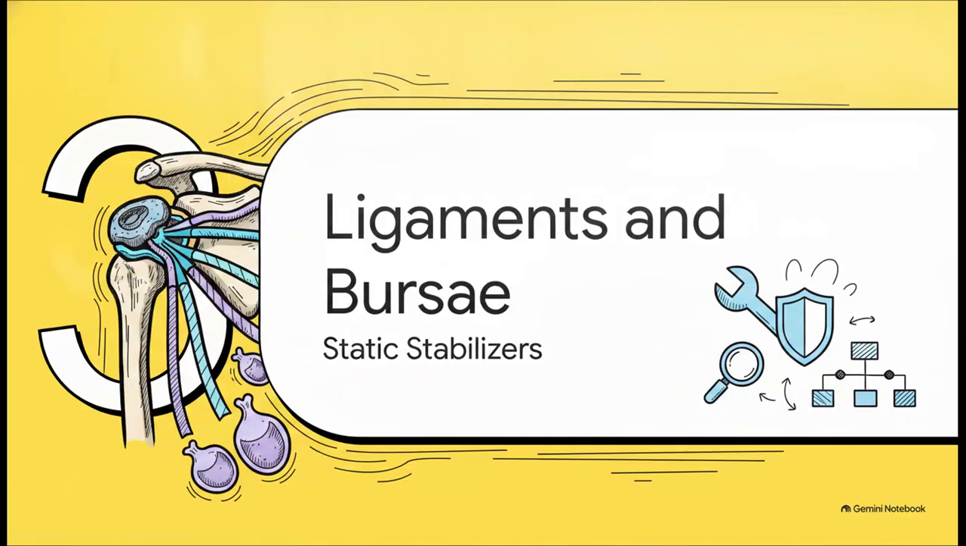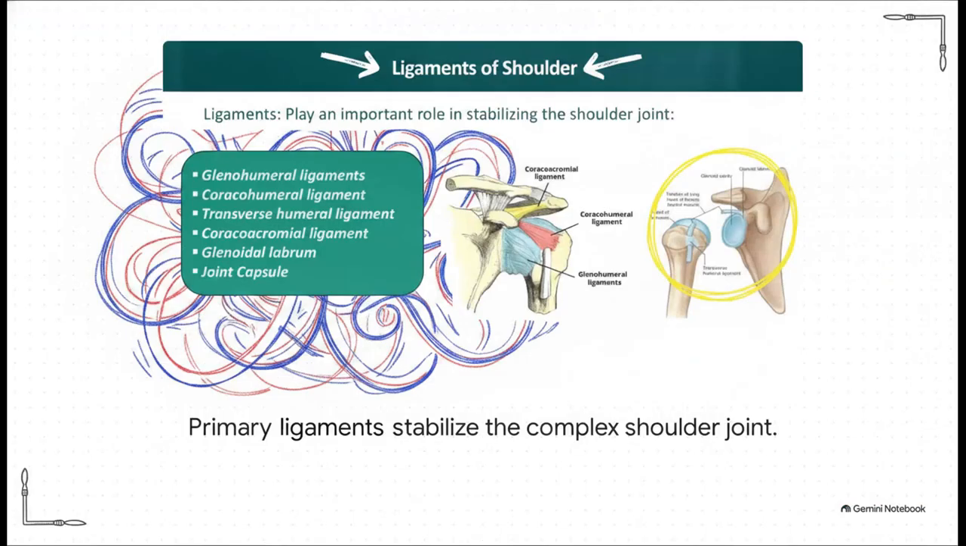Section 3. Let's lock things down with ligaments and bursae, our static stabilizers. Securing the entire joint, we have our primary ligaments. We've got the superior, middle, and inferior glenohumeral ligaments, along with the coracohumeral and transverse humeral ligaments, which do a great job securing the biceps tendon. And we can't forget the glenoid labrum and joint capsule acting as structural anchor points.